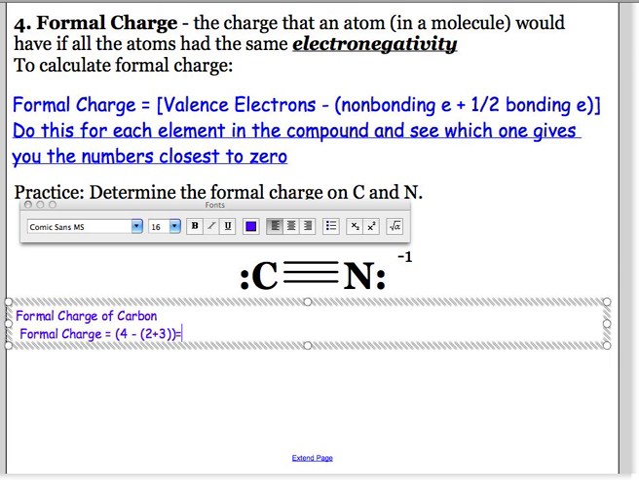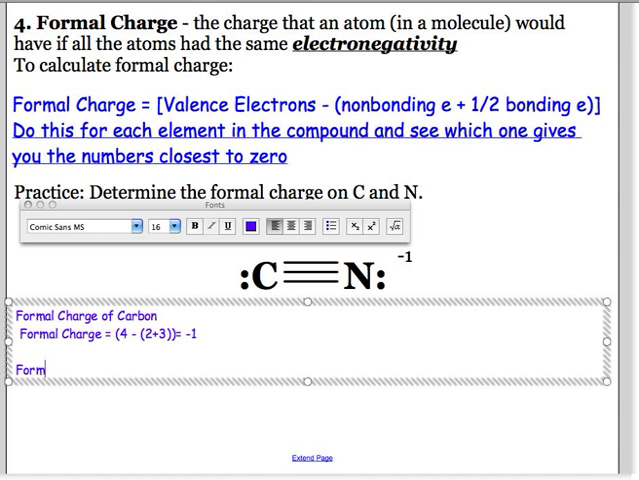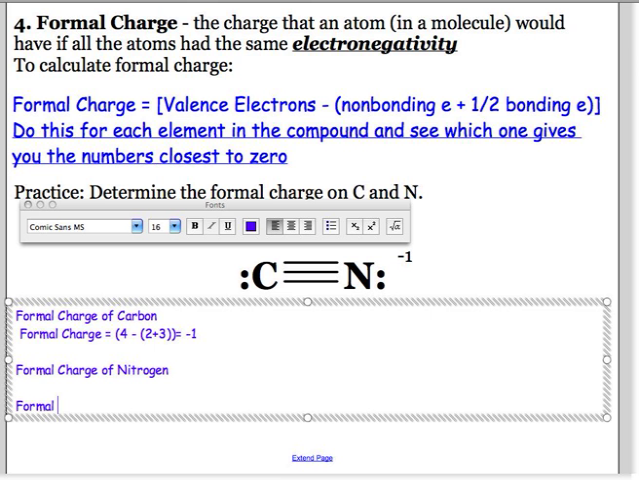And you just do your calculations. 4 minus 5. This guy's -1. And then we do formal charge of nitrogen. And again, formal charge equals, look up nitrogen, and nitrogen is 5 valence electrons, minus, again, look for his lone pairs. He has 2 dots, so he's that. He's also in the triple bond, so he gets 3. And he has a formal charge of 0. So that's how you actually calculate formal charge. The next slide, we're going to look at how do we use it.